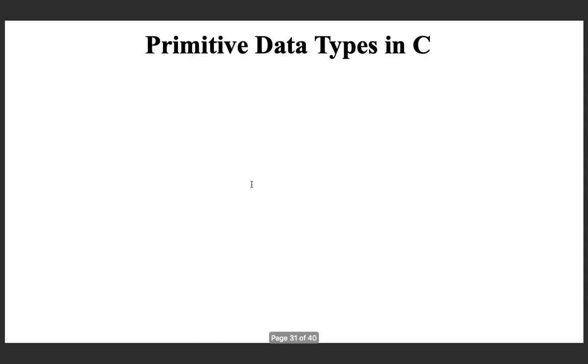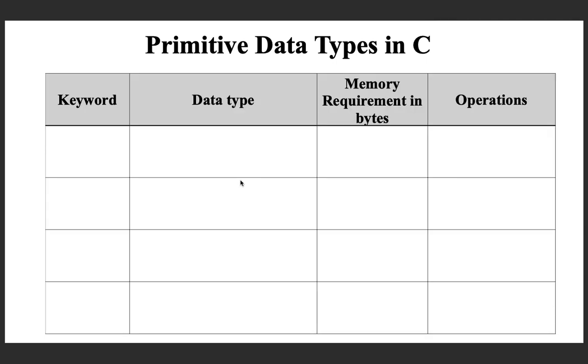So we are now coming to the last part of this lecture, where we are going to look at the primitive data types allowed in the C language, or the inbuilt data types in the C language. So we will look at the keyword representing a data type, the typical memory requirements, and the operations allowed.